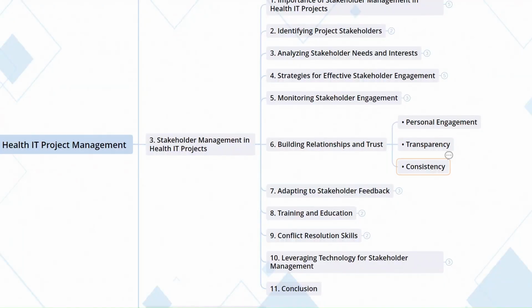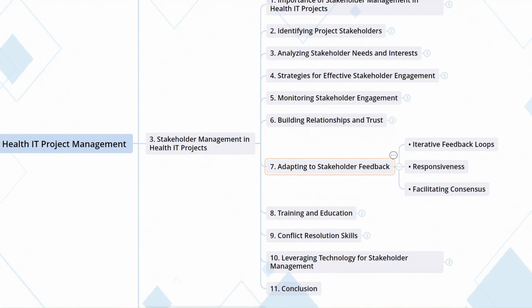Next, consistency. Regular interactions and consistent messaging provide reliability in stakeholder communication. Consistency reinforces trust and demonstrates commitment to stakeholder engagement.